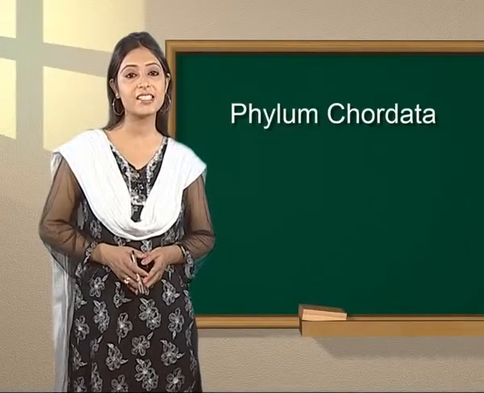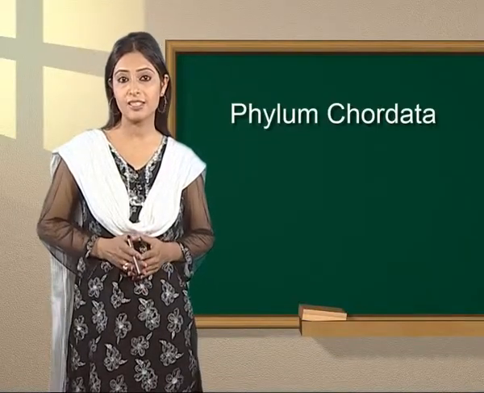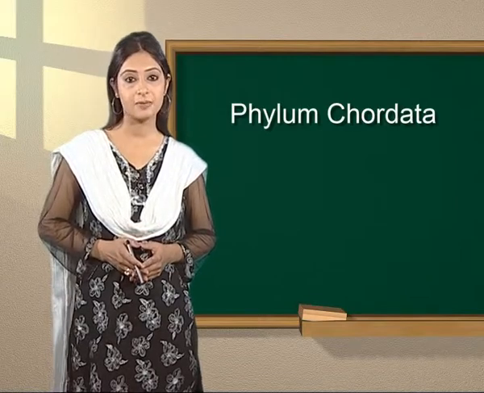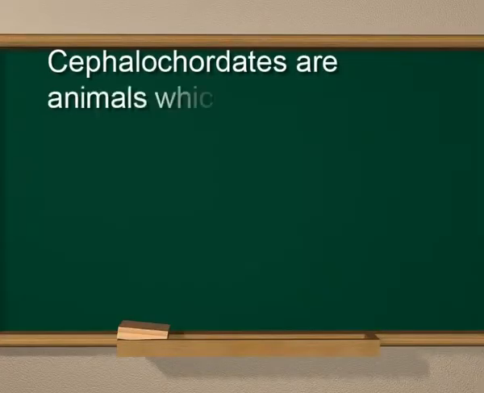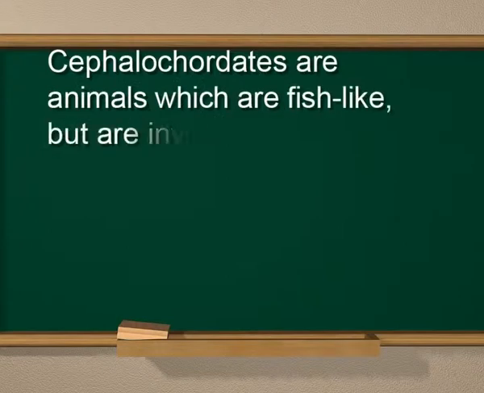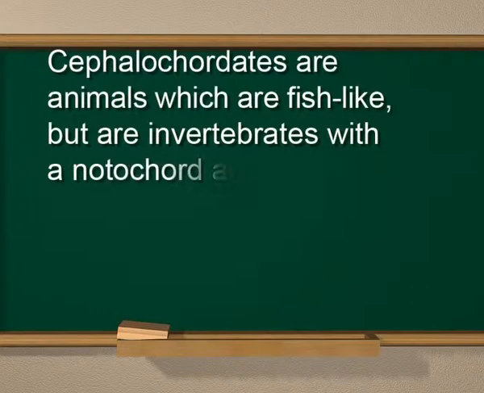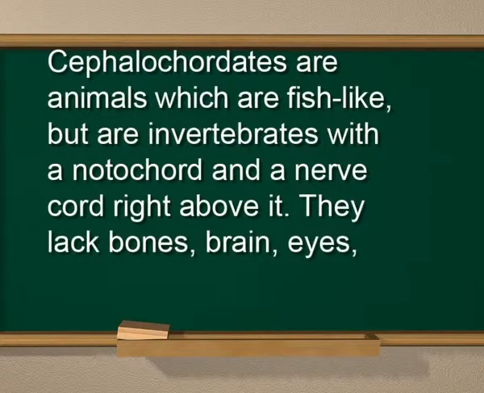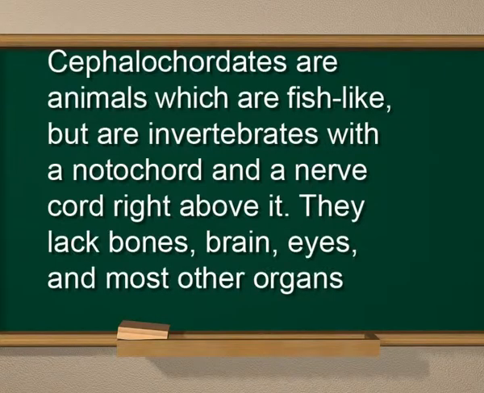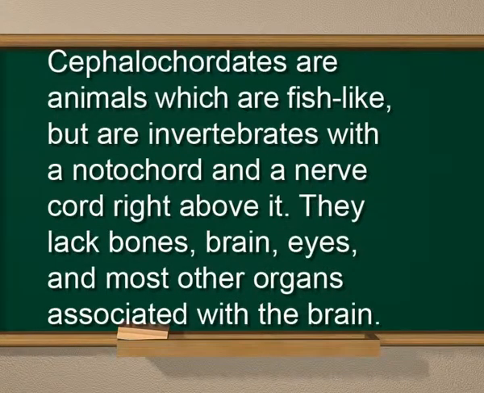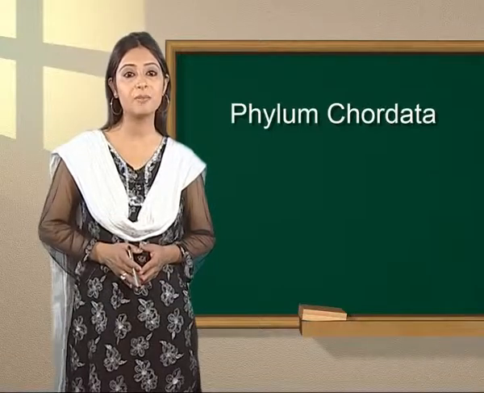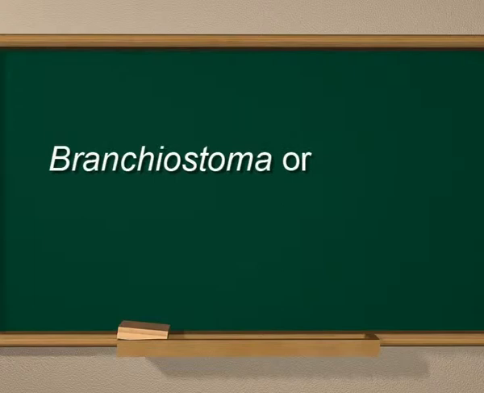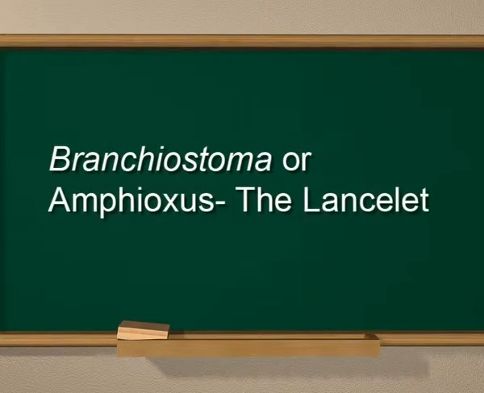The next question is, what are cephalochordates? Answer: cephalochordates are animals which are fish-like but are invertebrates with a notochord and a nerve cord right above it. They lack bones, brain, eyes, and most other organs associated with the brain. The best known example of cephalochordates is Branchiostoma or Amphioxus, the lancelet.